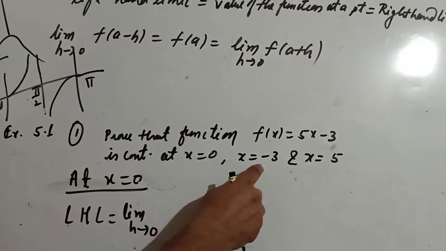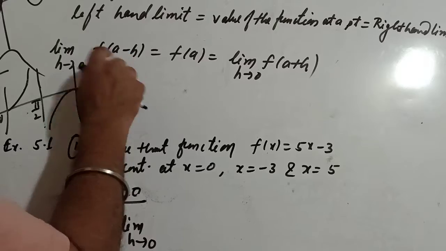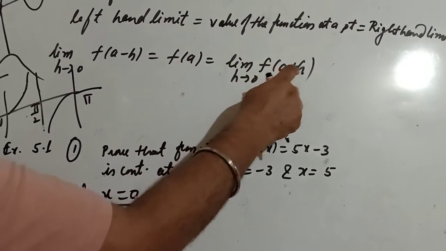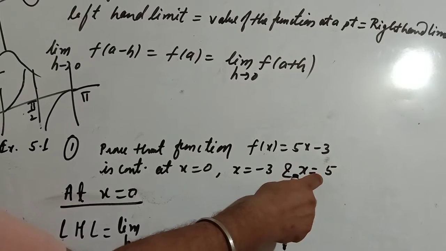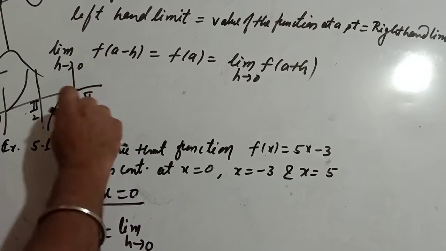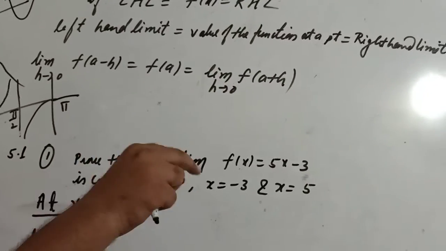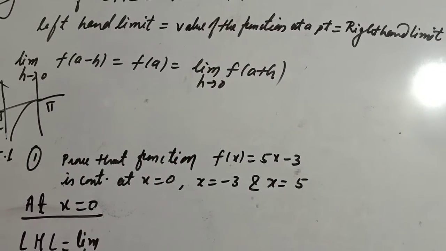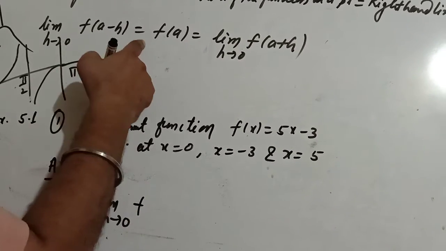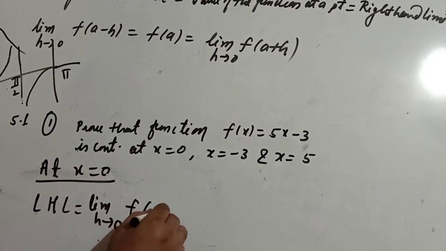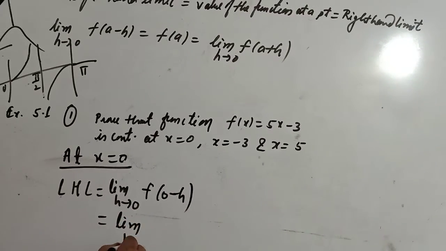In the second part, a will be minus 3. You need to find f of minus 3 minus h, f of minus 3, f of minus 3 plus h. And for the third part, you need to find continuity at x equal to 5: f of 5 minus h, f of 5, f of 5 plus h. So a is that point on which we have to find continuity. So limit h tends to 0, f of 0 minus h, the left hand limit. There is only one function.